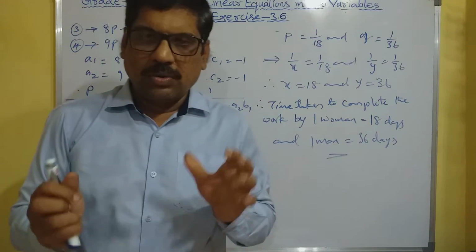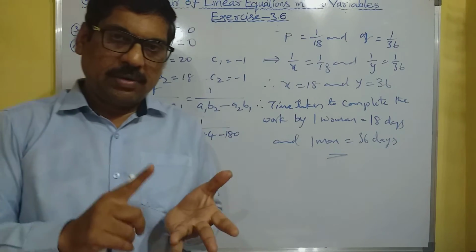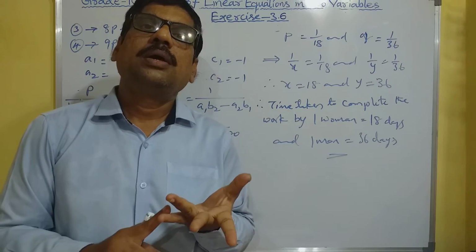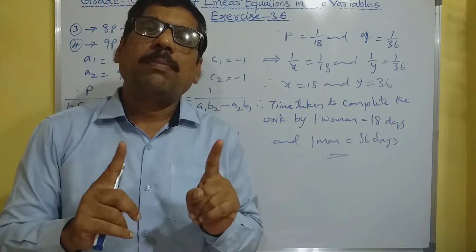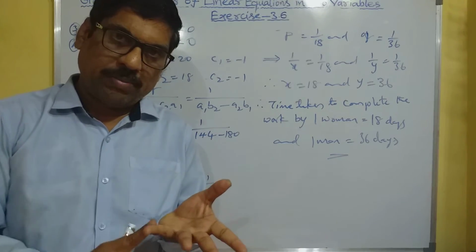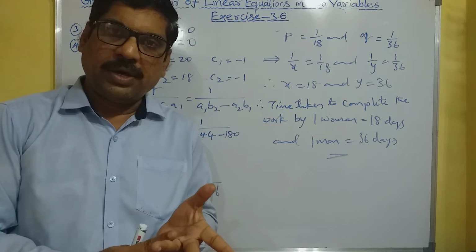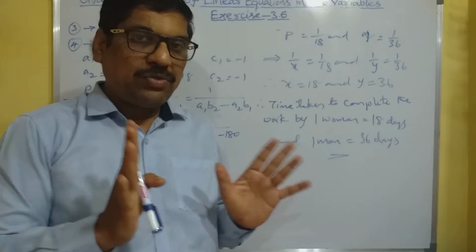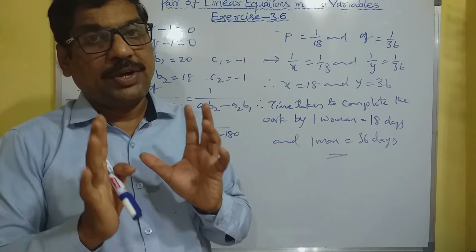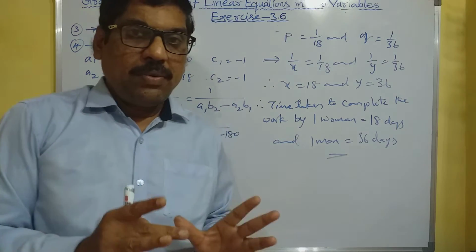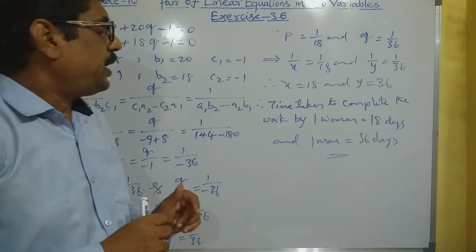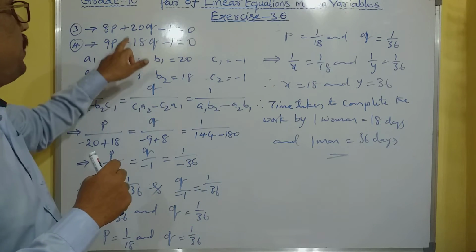Okay. Now, first of all, we have taken x and y as the time taken by one woman to complete the work and by one man to complete the work. Then the part of the work completed by one woman is 1 by x and one man is 1 by y in one day. So by using that we get two equations with the variables in the denominator. Then we have taken 1 by x and 1 by y as p and q.